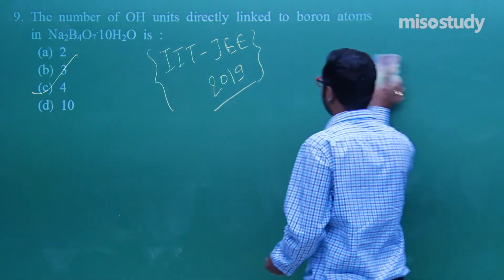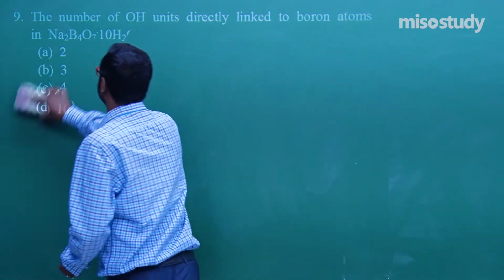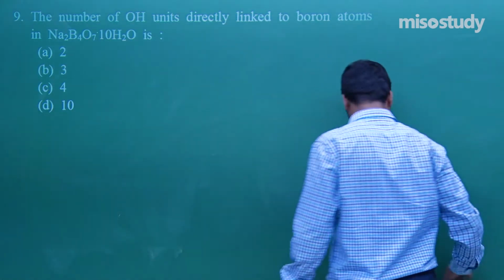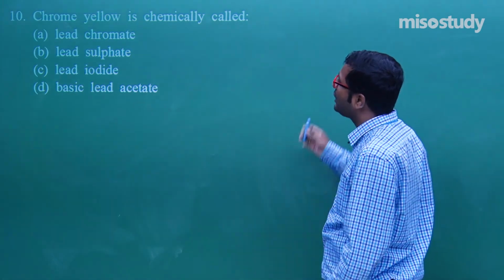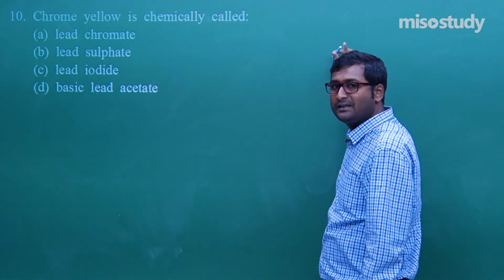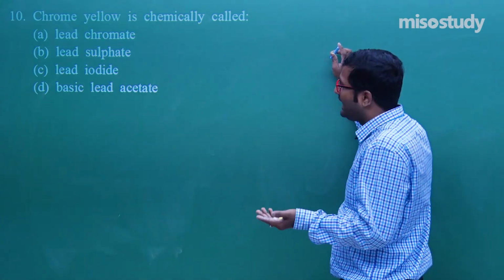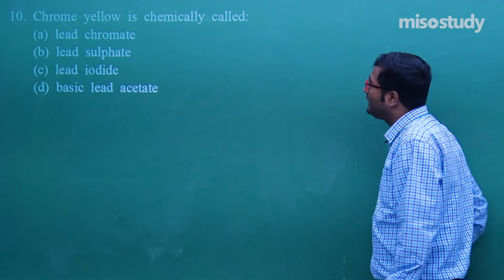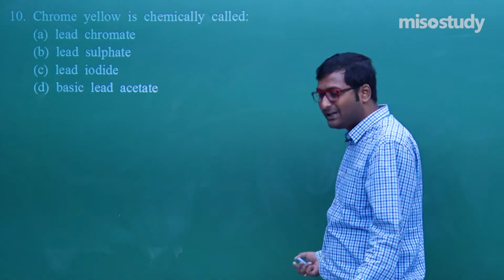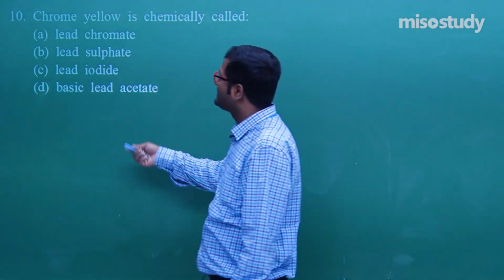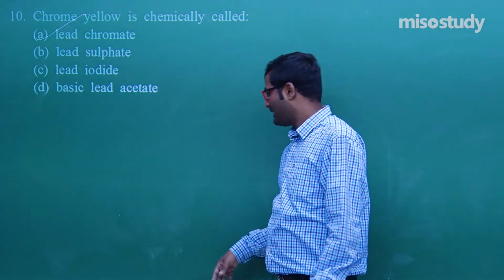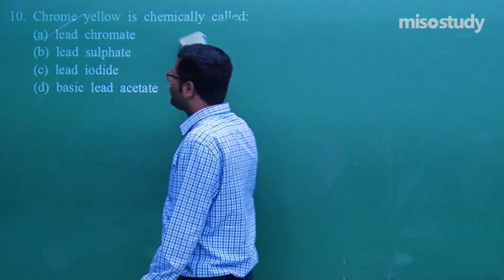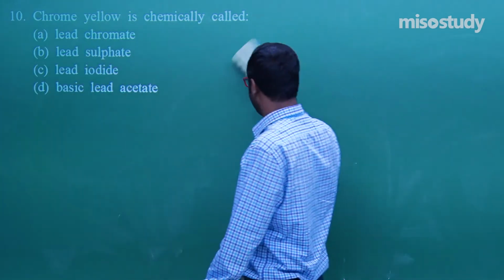What will happen? Check it out, what I'm telling. Now the next part, question number 10. Chrome yellow is chemically called, this is a very simple question and theoretical part. Chrome yellow is chemically called lead chromate. So for this, no need to explain, that is the lead chromate. For 10, that is the A option. Clear, friend? So this is the last question of today's lecture.